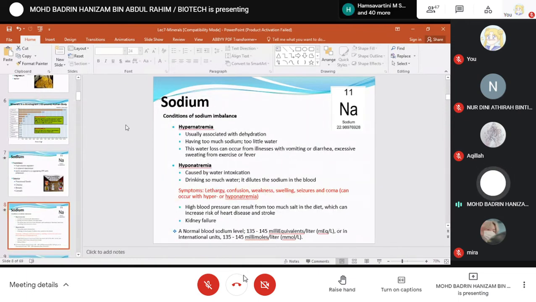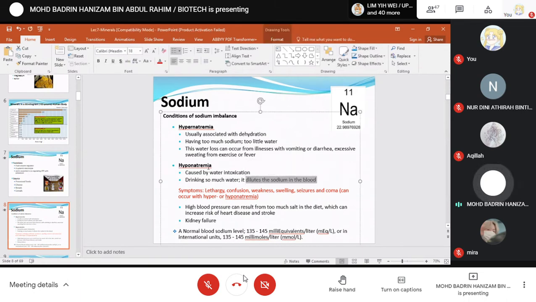Okay, so the condition of sodium imbalance. When you have a sodium excess, we call it hypernatremia, associated with dehydration. Having too much sodium, too little water. The relation between sodium and water, I hope I don't have to explain. This water loss can occur from illness with vomiting or diarrhea, excessive sweating from exercise or fever. Hyponatremia is caused by water intoxication. Drinking so much water it dilutes the sodium in blood. It's not only sodium. If you drink too much water, it dilutes almost all the nutrients in your blood.